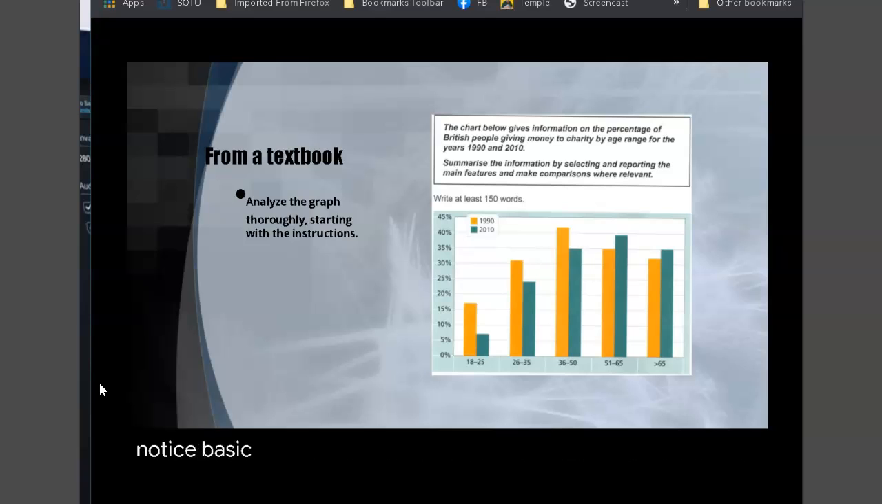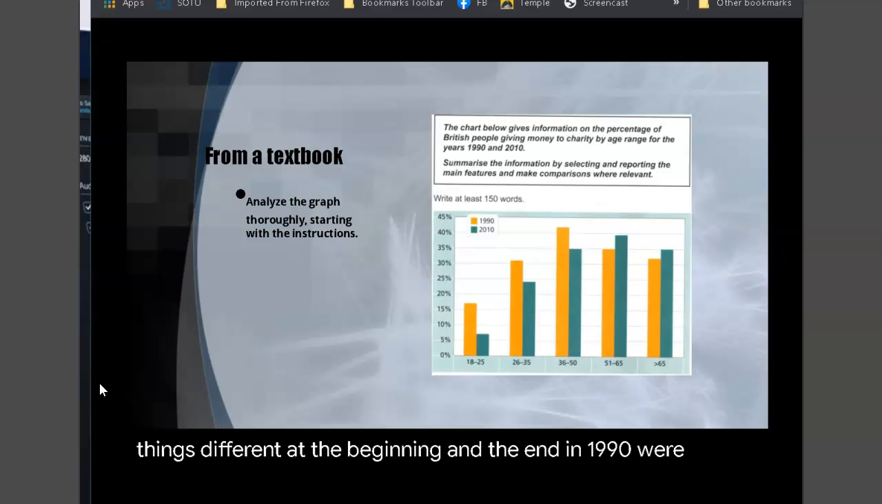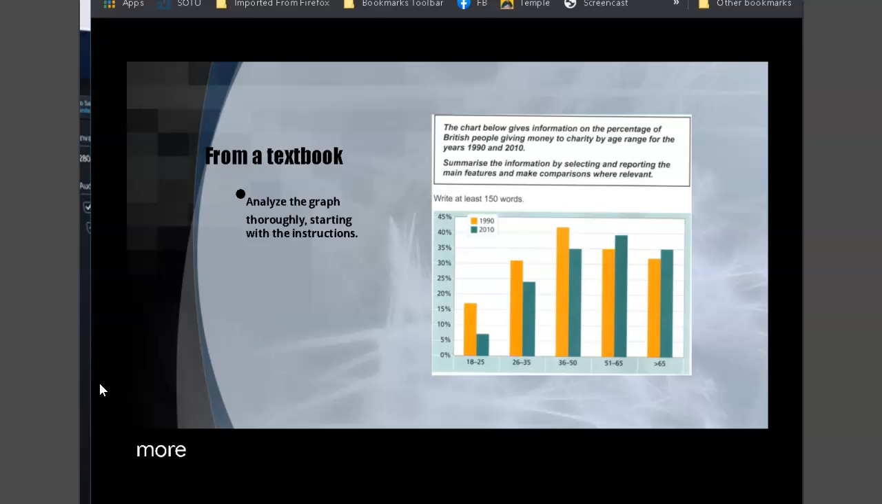And notice basic things like there's five age groups, so you can break that up into like the middle age group and the highest and the lowest. And then start to combine things. Okay, so ask yourself the question: when you've got a time period, how are things different at the beginning and the end? In 1990, were people more generous or less generous than they were in 2010? Well, I guess there's more yellow, so I'd say more. They're more generous in the past than they were in 2010.